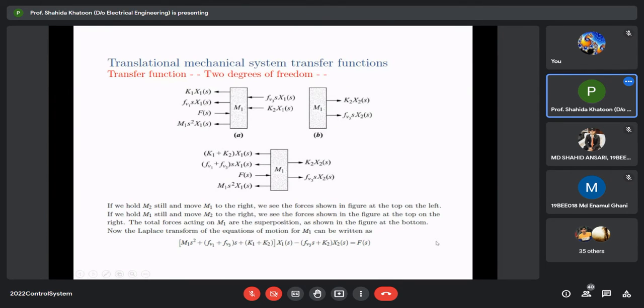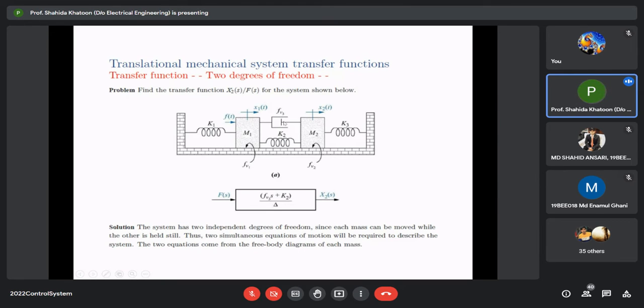So this was the equation. This is the solution of the previous problem. We had two masses. M1 is being pulled in this direction by K1X1(s) and Fv1sX1(s), and this F(s) is in the opposite direction. We are pulling this system with F(s); we are applying force at this point. So M1 experiences a negative force K1X and this damper.